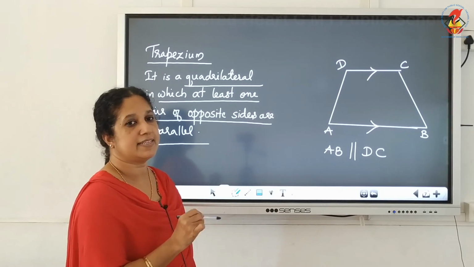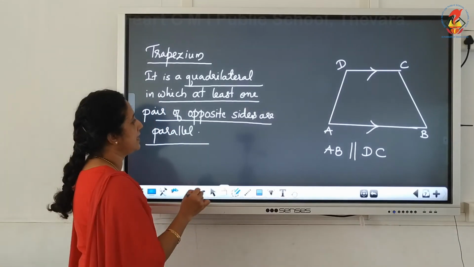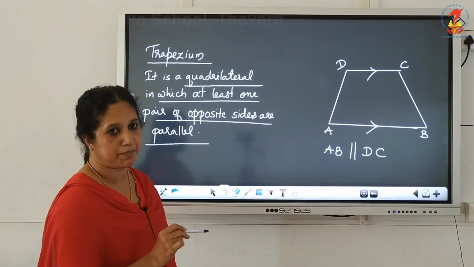Then the quadrilateral is known as a trapezium. How many pairs of parallel sides? Only one pair. One pair of opposite sides are parallel.